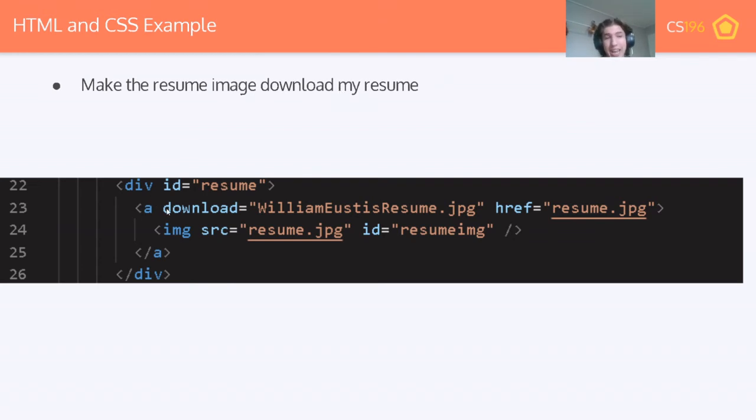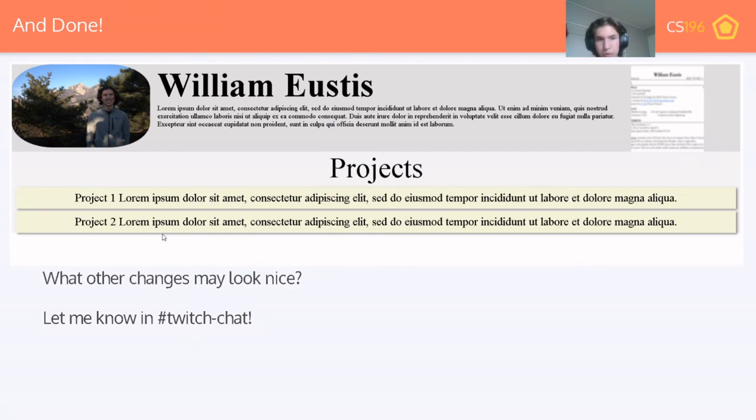And then finally, we'll make the resume image download my resume. And the way we do this is, again, with an anchor tag. And so we're kind of back to HTML land. We'll make it download with this download name. And then this is the actual file name itself. And we'll wrap the image tag in an A tag. So the content of the anchor tag is the image. When you click on the image, it downloads the file. So here we go. Wow, I went too fast.